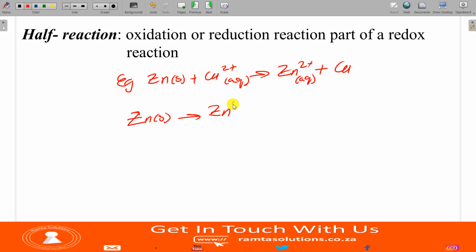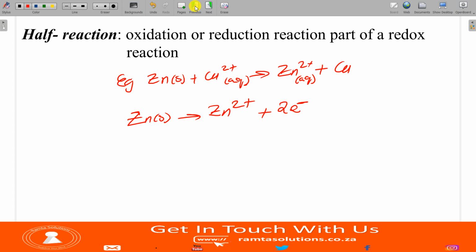All right, so now we're going to say it is zinc solid, giving us zinc 2+. Remember, we need to balance the species. As you can see, the zincs are balanced, but the charges are not balanced. This is 0, this is 2+. So to balance this, on the right-hand side, we need to add 2 electrons.